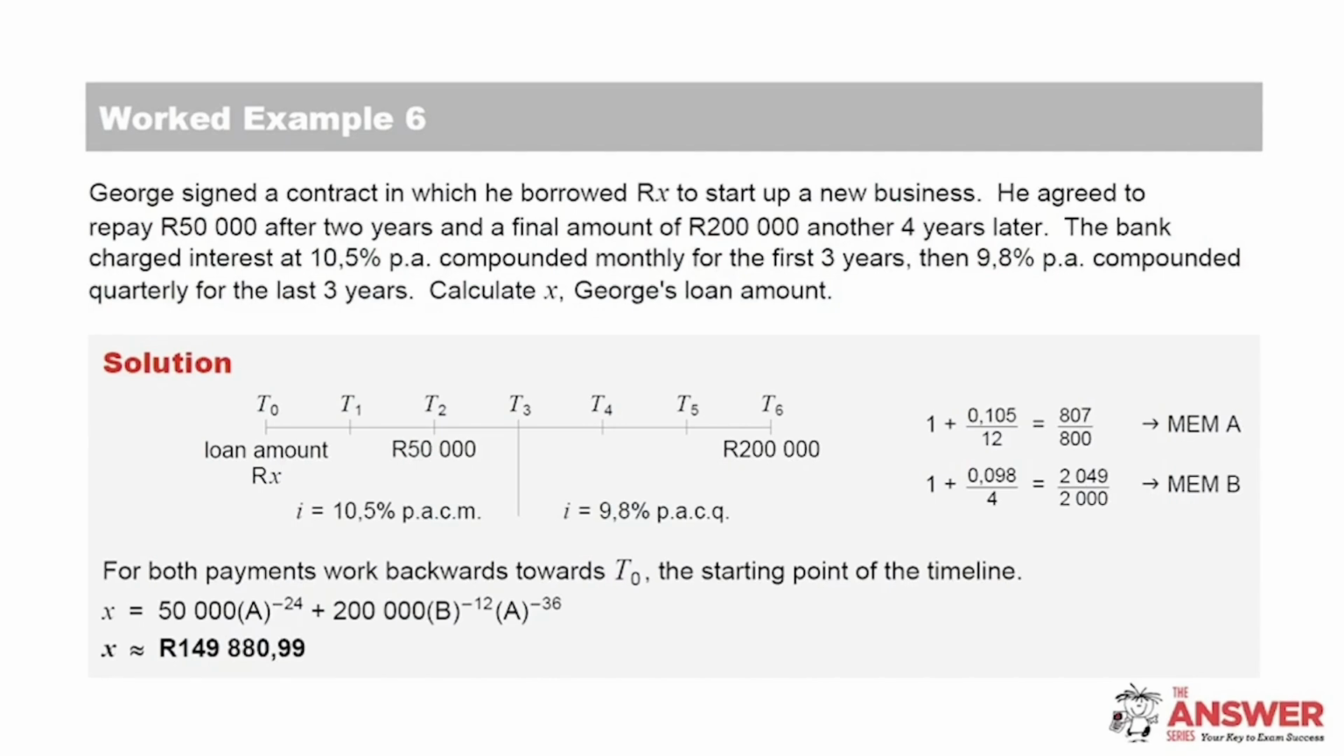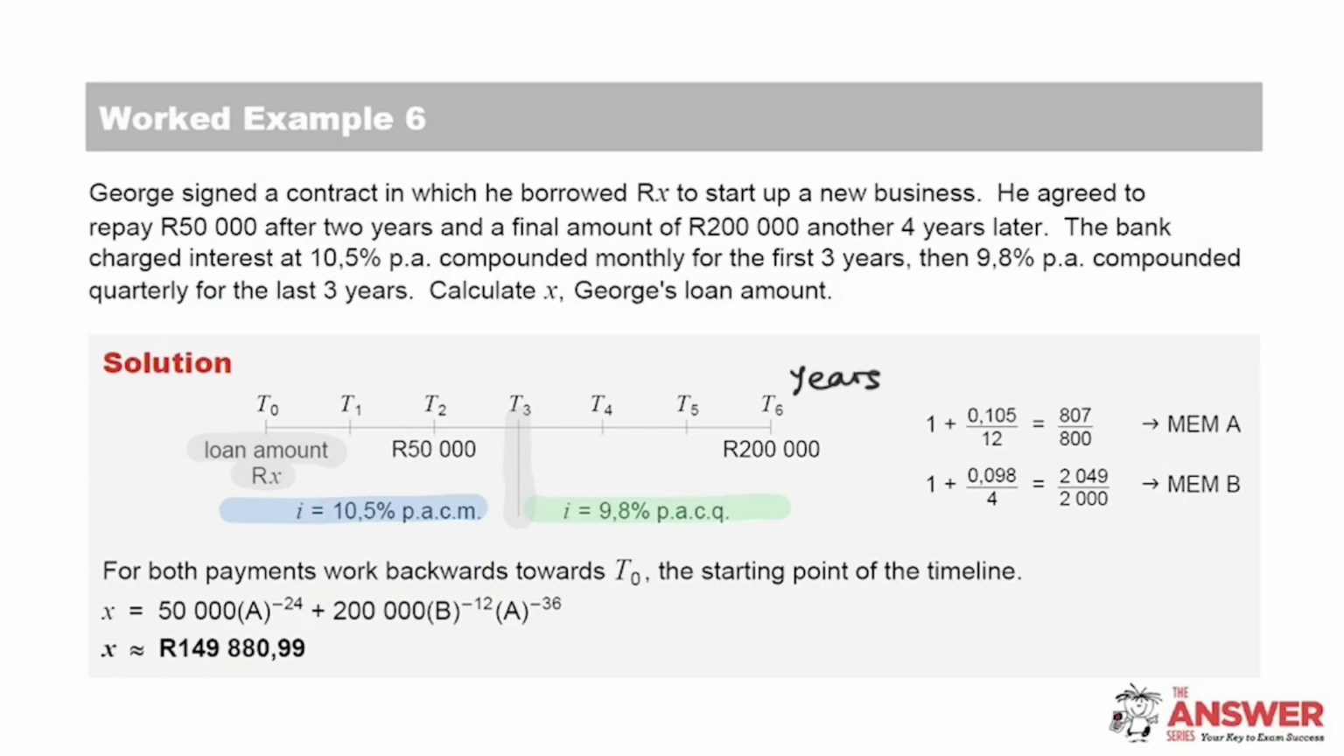Right, here is the solution. Let's have a look first at the timeline with years as our time periods. X is the loan amount, the amount at T0. It is important that this distinction is made between the loan amount and the amounts at T2 and T6. Then the interest rate change indicated by the vertical line, here showing the change from the rate for the first 3 years compounded monthly to the rate for the last 3 years compounded quarterly.